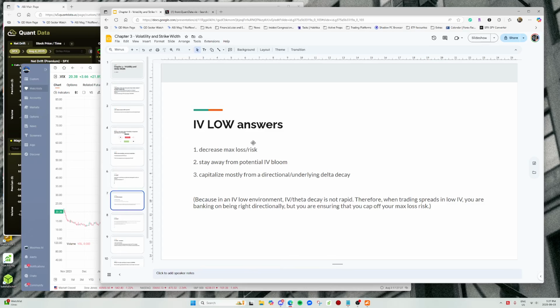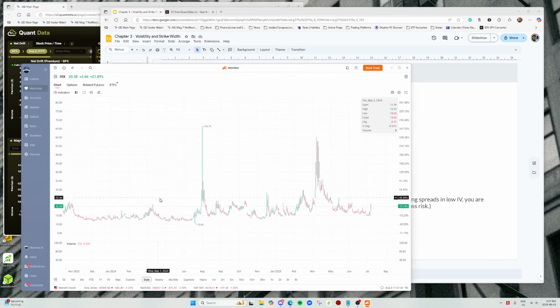And that also helps us by staying away from the potential of IV bloom, because when all of a sudden an IV blooming scenario happens, we get huge moves, huge fluctuations that could blow right past us on our spreads, right? 5 wide meaning from 5 bit.